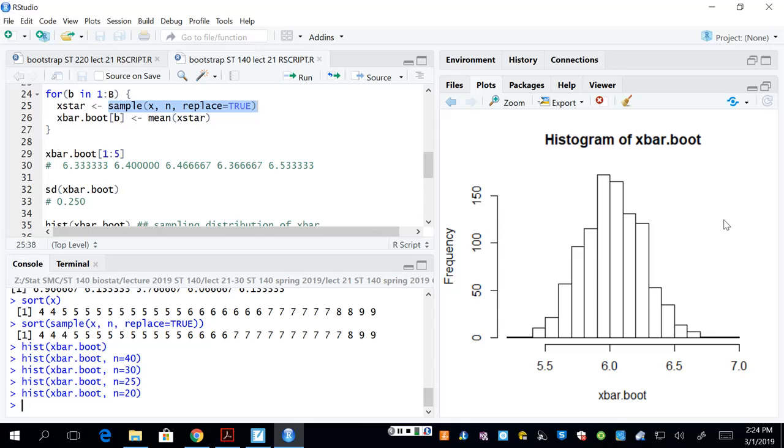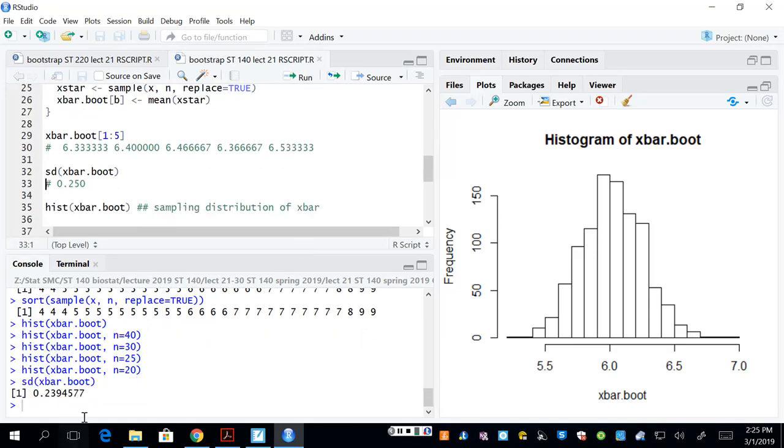So the standard error really is describing how wide this distribution of my x bars is. From 6 up to 6.5 is about 0.5. That's about 2 standard errors. So my standard error should be about 0.25, about a quarter. And the standard deviation of those values, one time I did it, was a quarter. It's a little bit less than this time. There's some variability to it.